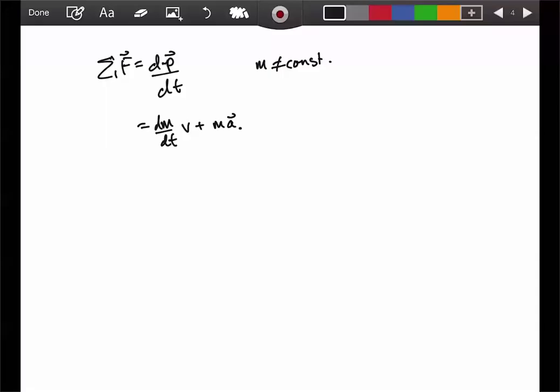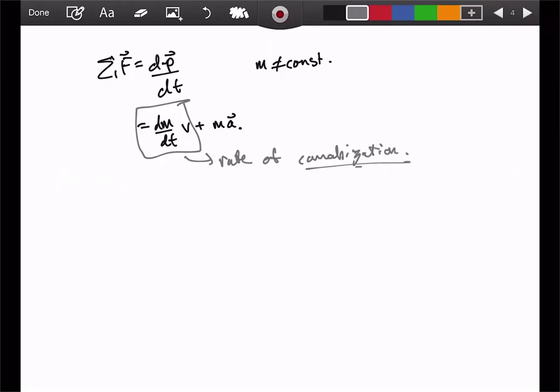All right, so we pick up this extra term here, which has to do with the rate at which the object is cannibalizing itself. So the rate of cannibalization, I'll write it. Cannibalization. Don't know if that's a word, but I'm going to call it that anyways. As we mentioned in class, this happens for things like cars, our bodies, rockets, etc. So these all actually cannibalize themselves to propel themselves, right? So let's do an actual example of this.